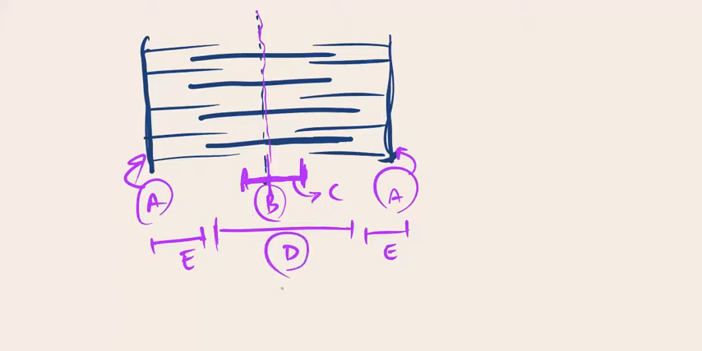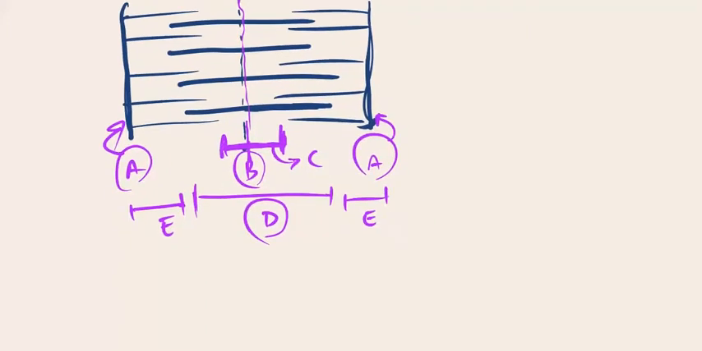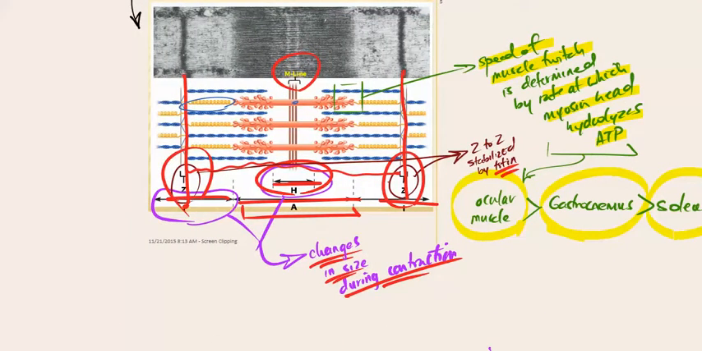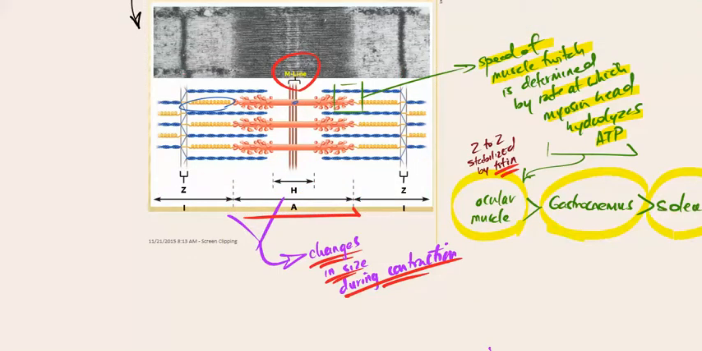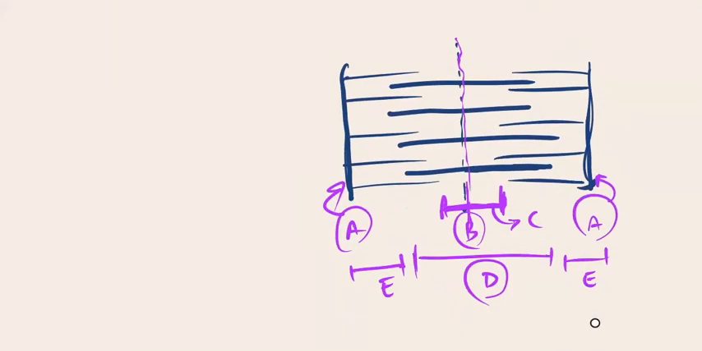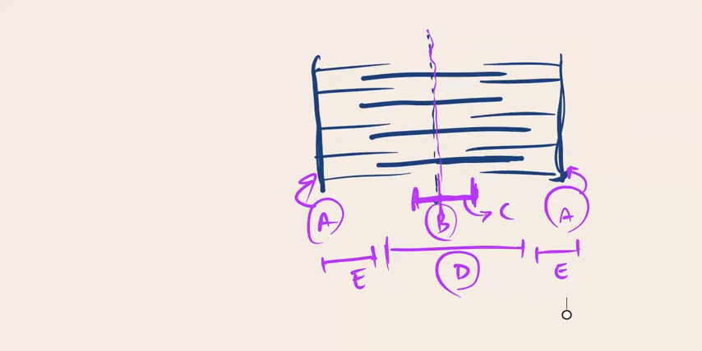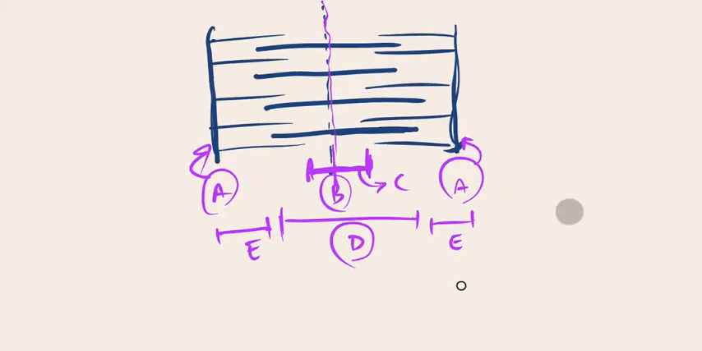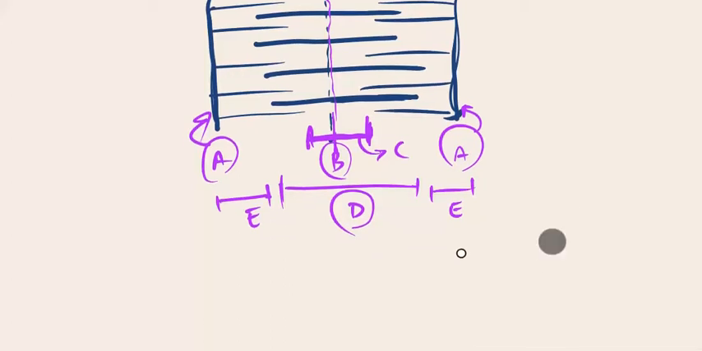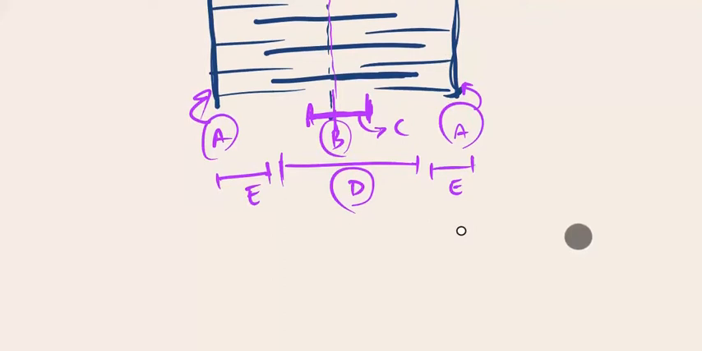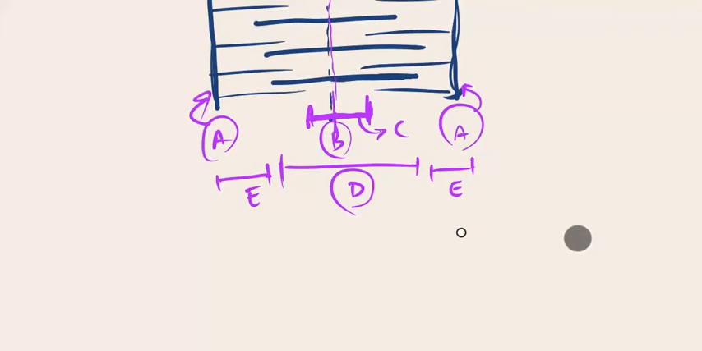So what would D then be? Brandon, you know what D would be? So Z, right here. The Z lines are at the edge, right? Okay, so the letters don't correspond with what it is. You have your A, and the A is the Z lines. D is the I. Okay, so D is the A band, and then the E is the I band.